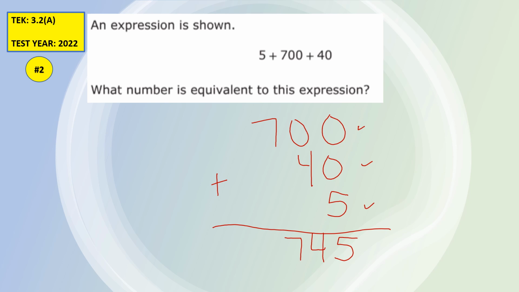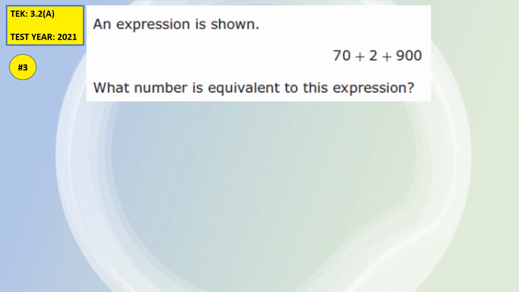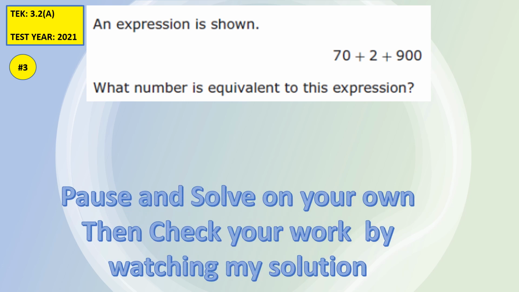Now look at your answer. Did you get the same thing that I did? If so, great. Now let's move on to number 3. Number 3 says an expression is shown. What number is equivalent to this expression? 70 plus 2 plus 900. Go ahead and pause and solve on your own, then check your work by watching my solution.